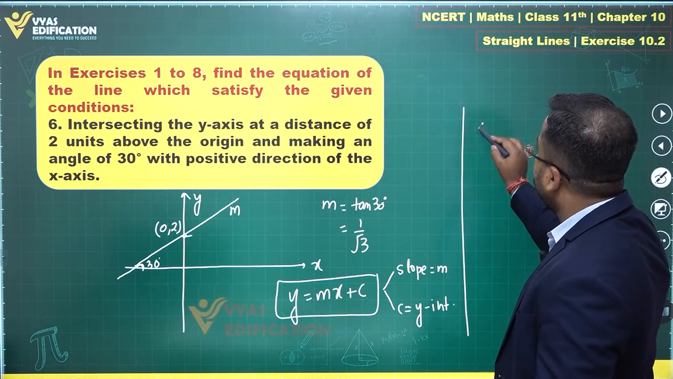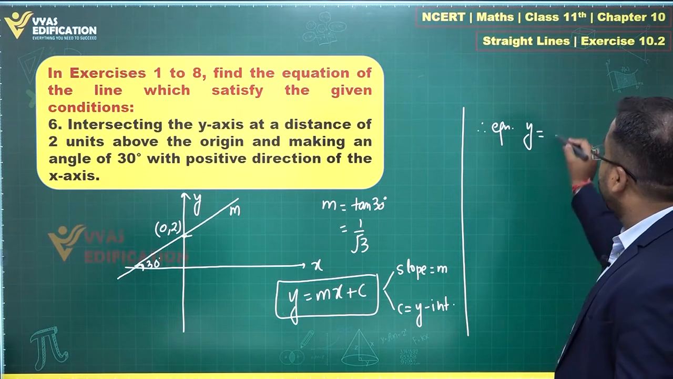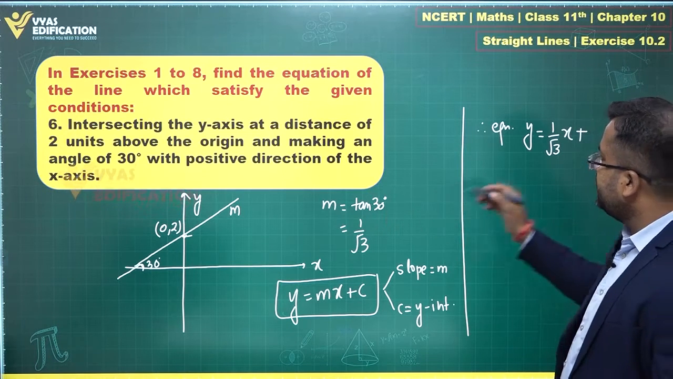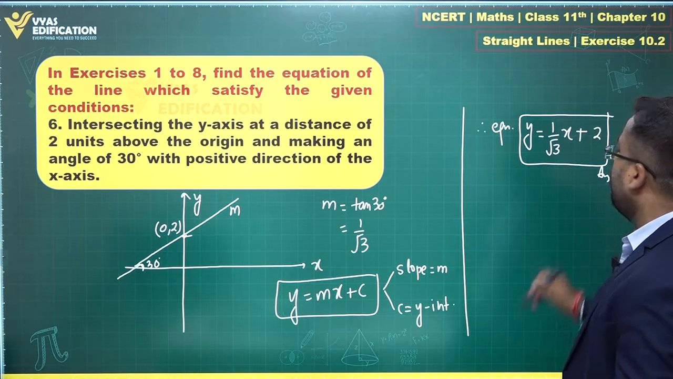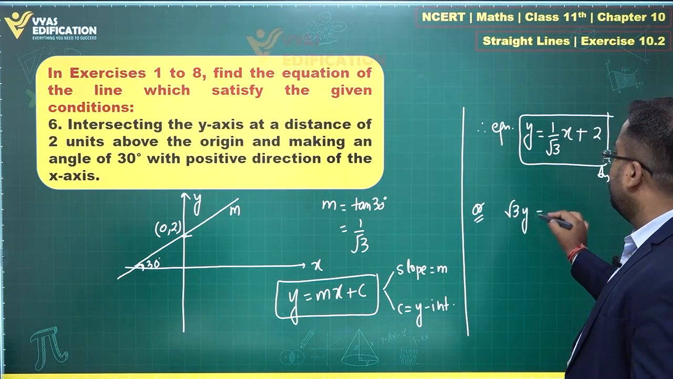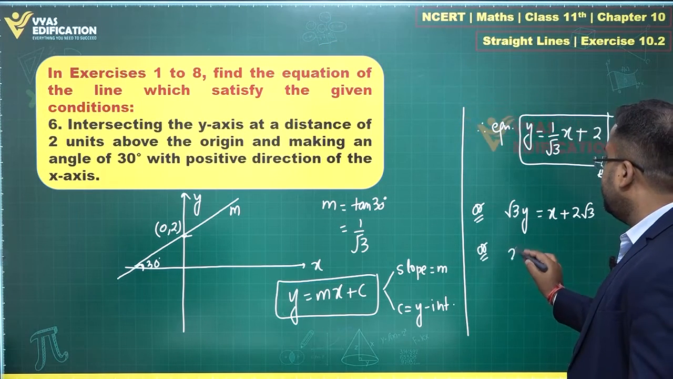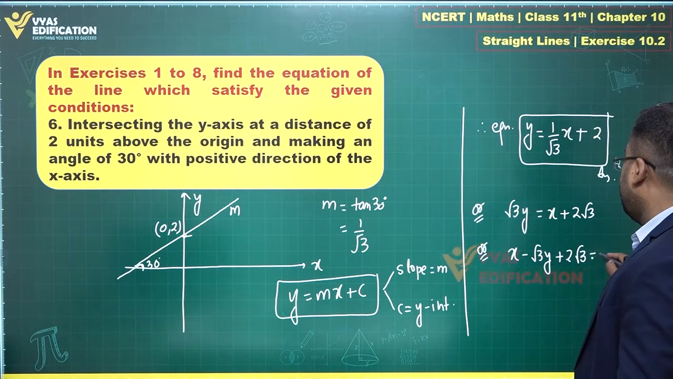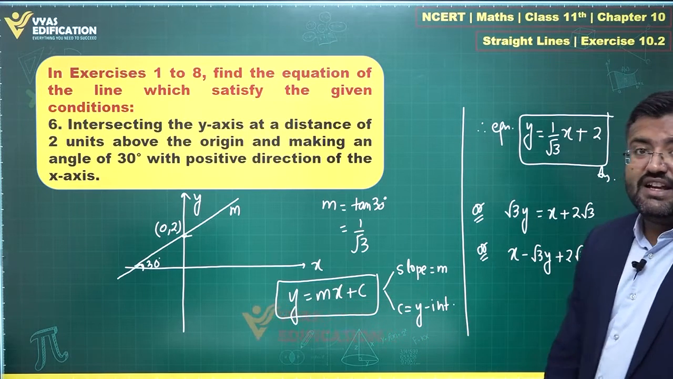Therefore, the equation is y equals slope 1 by root 3 times x plus the y-intercept, which is 2. This is the answer for this question. We can rearrange this as well. This is root 3 y is equal to x plus 2 root 3, or it can also be written as x minus root 3 y plus 2 root 3 is equal to 0, whichever form you require. That's the final answer for this question.